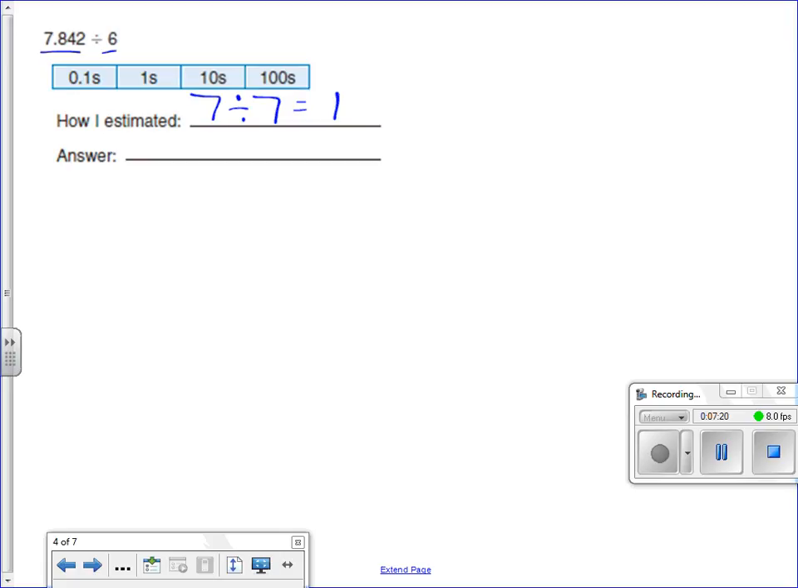So my answer has to be very close to the number 1. Go ahead and circle the ones. Set up my division problem on the right here. 7 and 842 thousandths divided by 6. First thing I must do is move the decimal up to the top. If I don't move the decimal up to the top, my answer is going to be completely off. I'm going to go ahead and work out the problem.